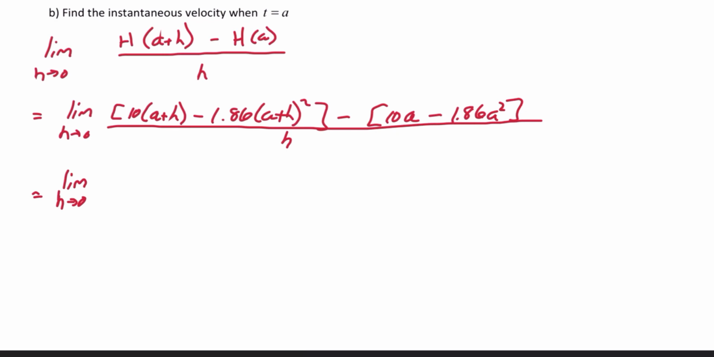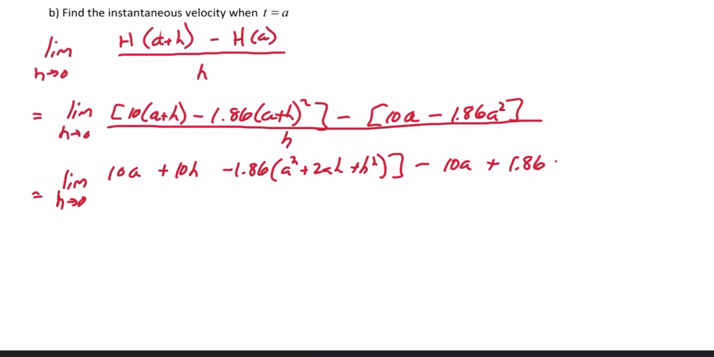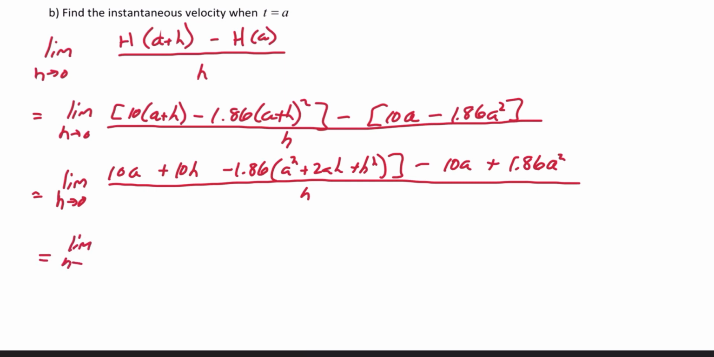Now we can clean this up a little bit. 10a plus 10h minus 1.86. Let's square the binomial. Minus 10a plus 1.86 a squared, all over h. Next, we can remove the parentheses.